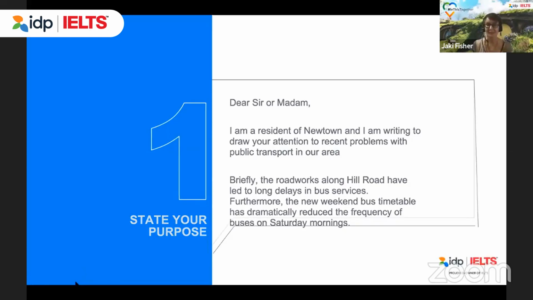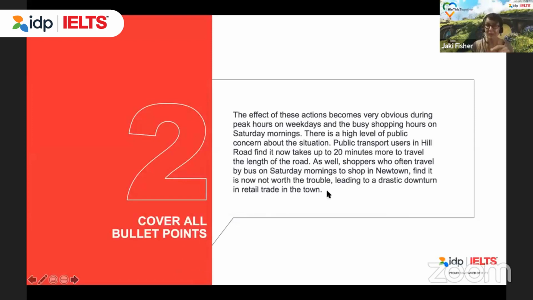Okay, so next one, our next paragraph will be effect. That was our second bullet point, right? The effect of the actions. So again, there should be 2 effects. So here we're saying what the paragraph is about. The effect becomes very obvious during peak hours. Public transport users find it takes 20 minutes. Can you see the second effect? Not worth the trouble, leading to a downturn in retail trade. So there's another linker as well. Yeah, so we introduce our effect with a linker.